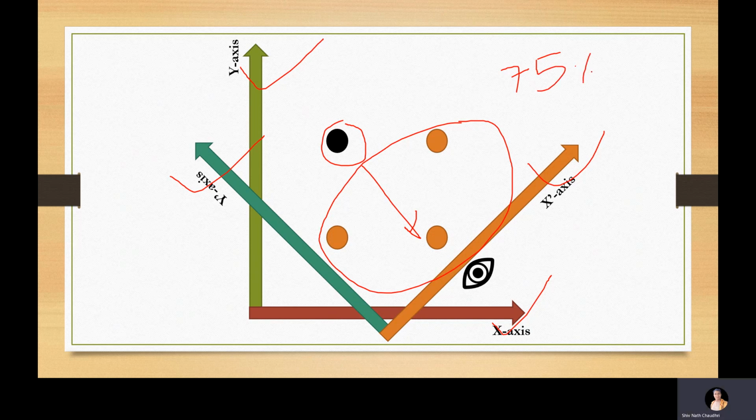The transformed axis obtained by the principal component analysis are also called principal components. So the axis which holds maximum information is called the first principal component, and the remaining axis is called the second principal component. So our x dash axis is principal component 1, and y dash axis is called principal component 2. So the information content of the principal component 1 is 75% and the unique information content of the principal component 2 is 25%.